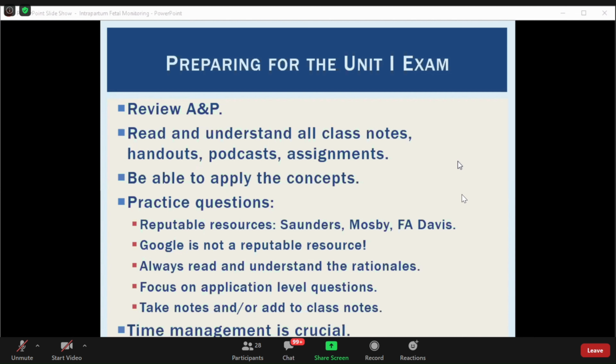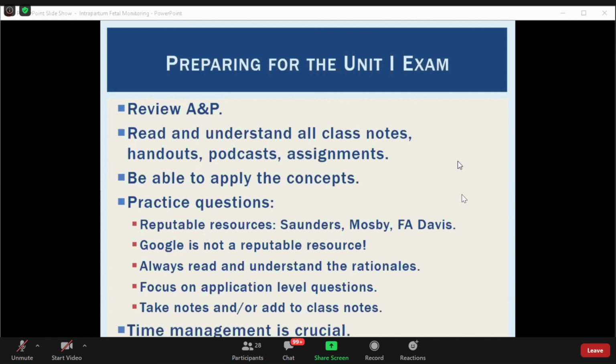When you are doing questions, not just for this course, but going forward, always read and understand the rationale. Even if you get the question correct, read the rationale, because you will always learn something from it, okay? And sometimes you find something that makes something I might have said or something you read even more clear. Take that note and add it to your class notes so that you have everything in one place, okay?